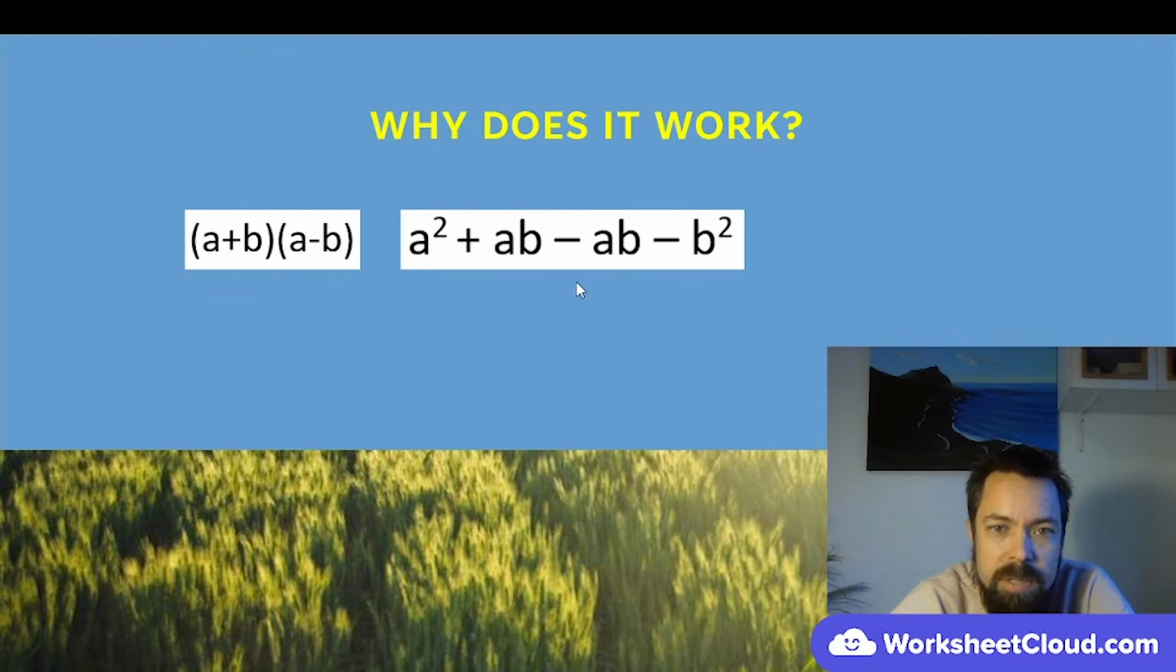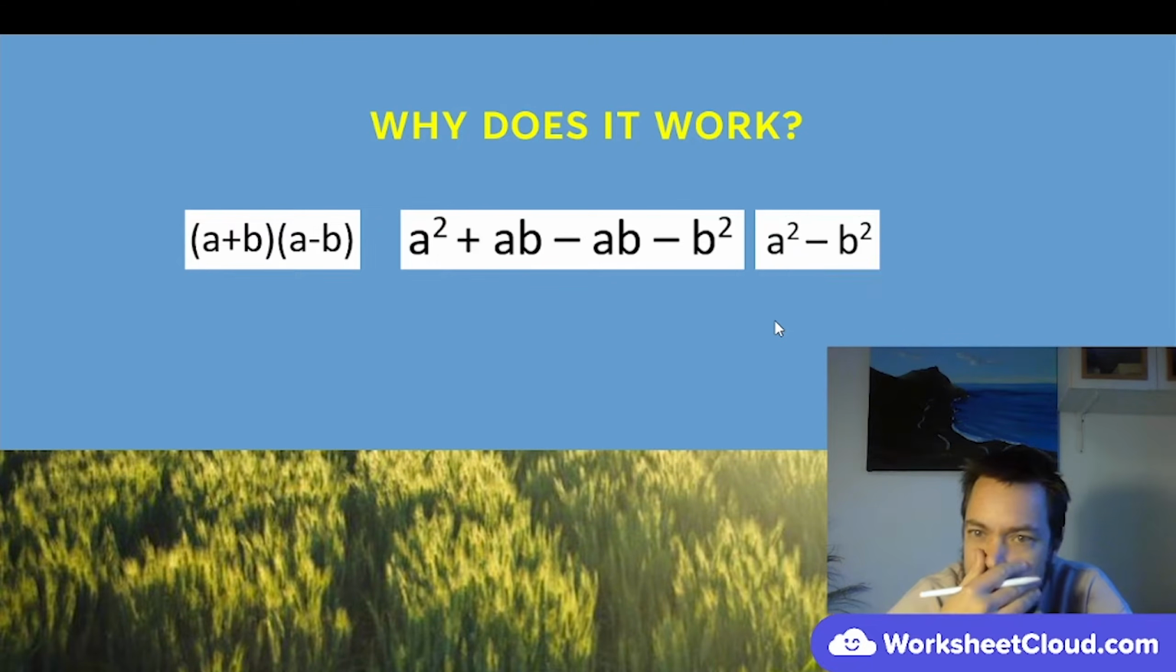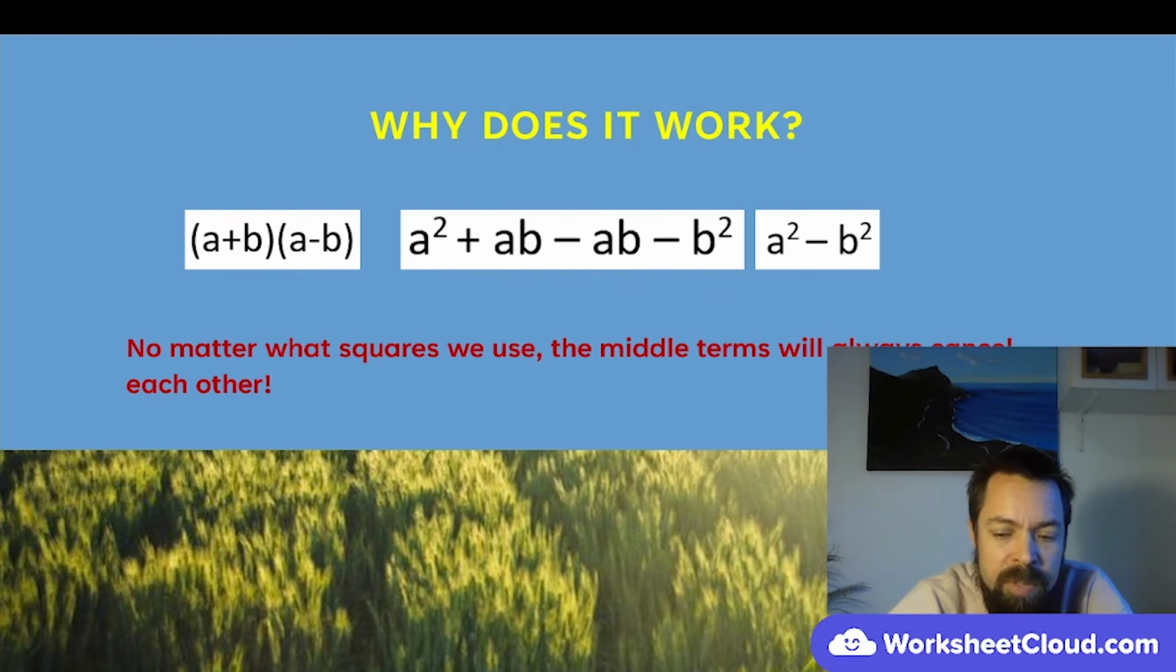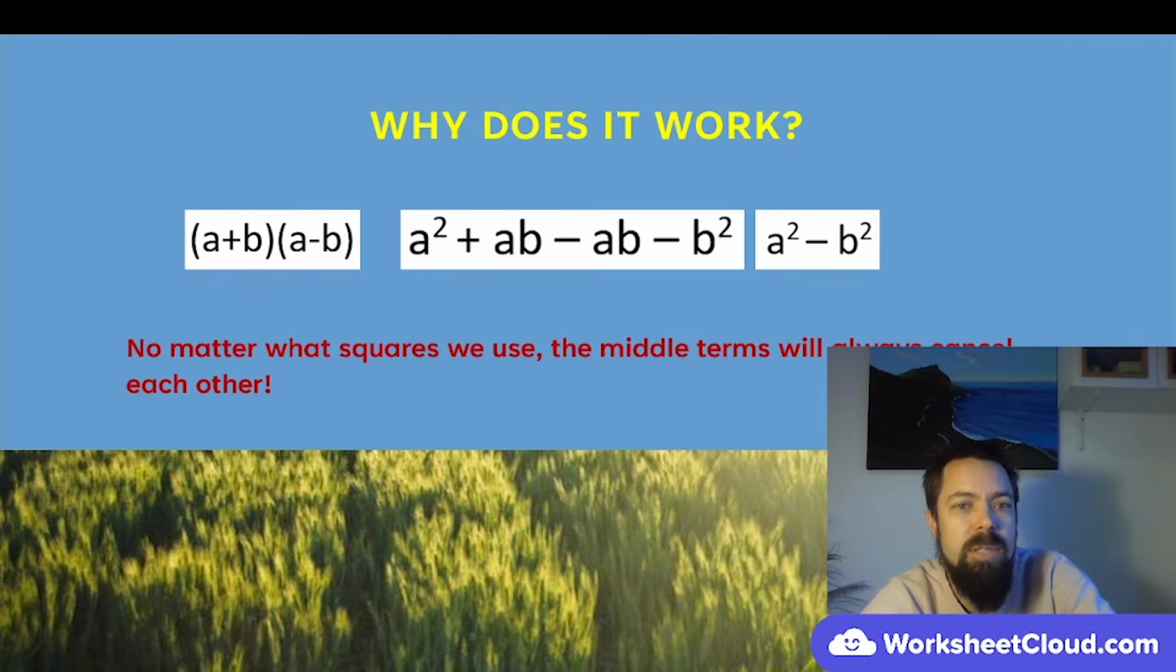Now you'll notice, or I hope you notice, that the middle two terms cancel each other out. So plus ab minus ab is no ab. So we're left with just a squared minus b squared. And this is true for any expression where we have two squares. Okay, and with that, we may as well head over to the whiteboard so we can look at some examples and work through them.